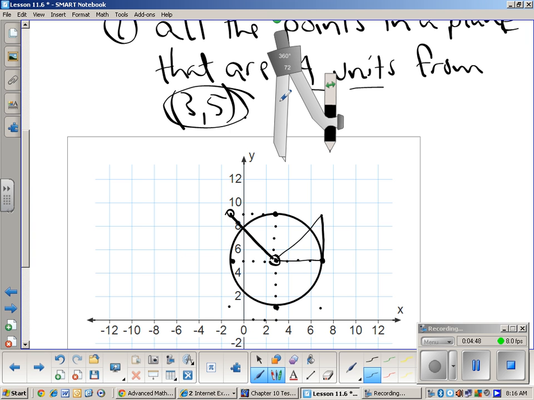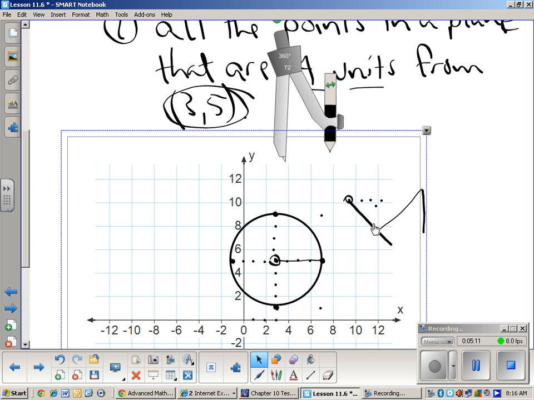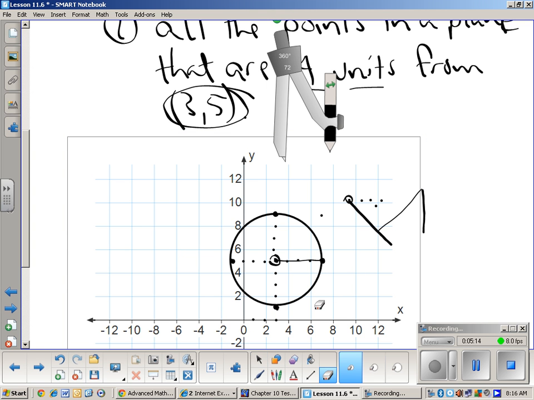All right, so it looks something like that. Everywhere on that circle, we're 4 units away from the point 3,5. And that's what they're asking for. So none of these lines belong in there, and these points don't belong in there. So that was pretty straightforward and easy, wasn't it? I can't promise they're all going to be that straightforward.